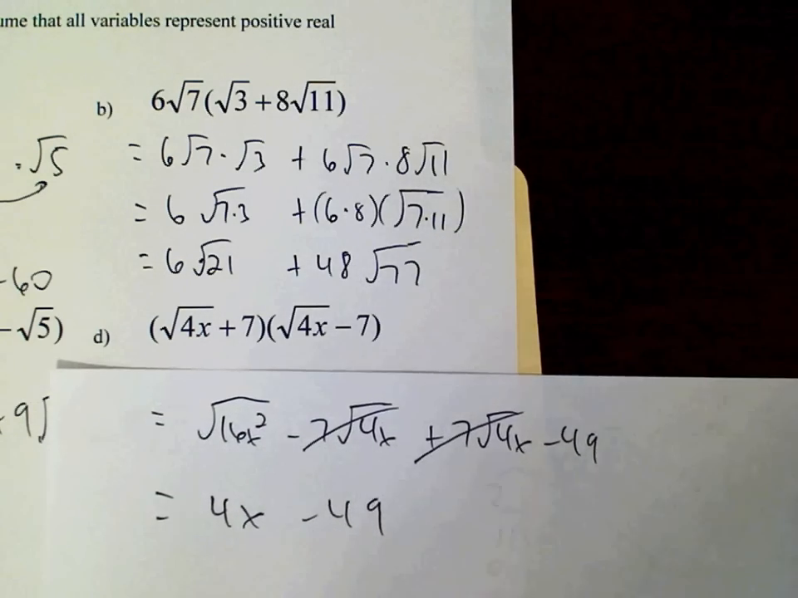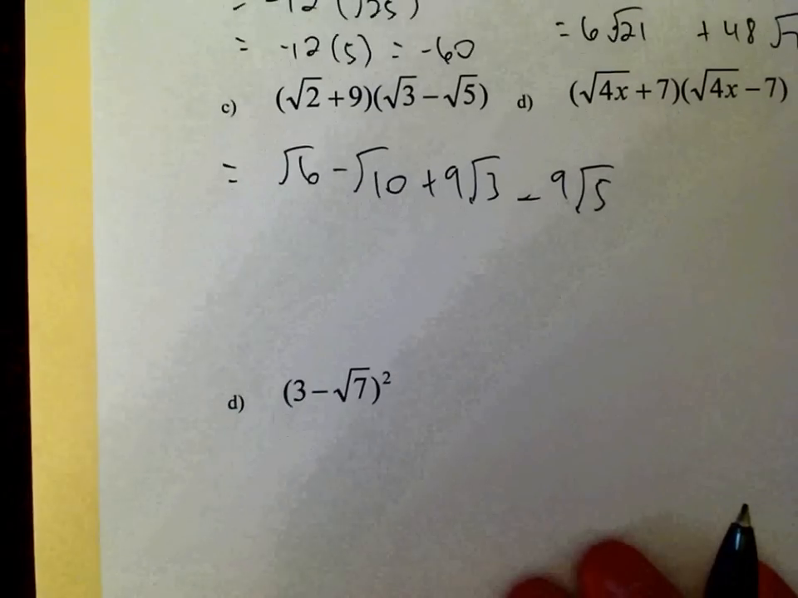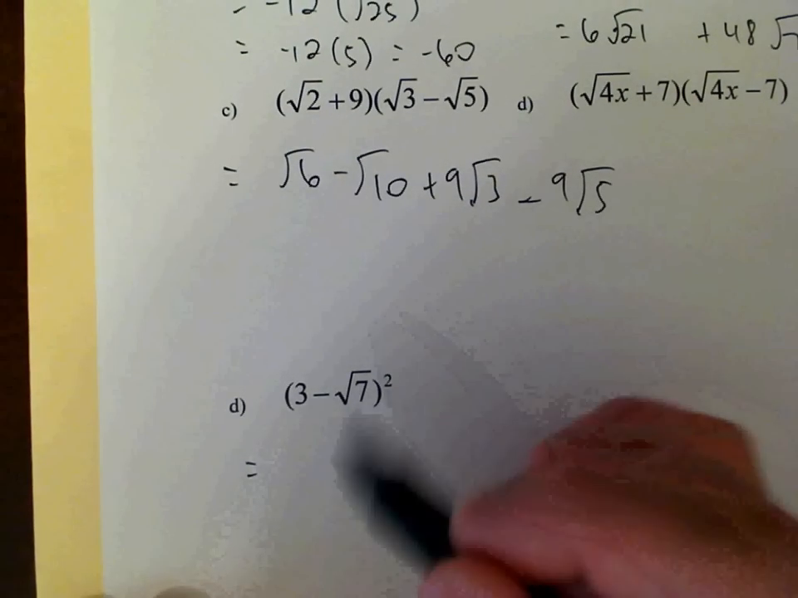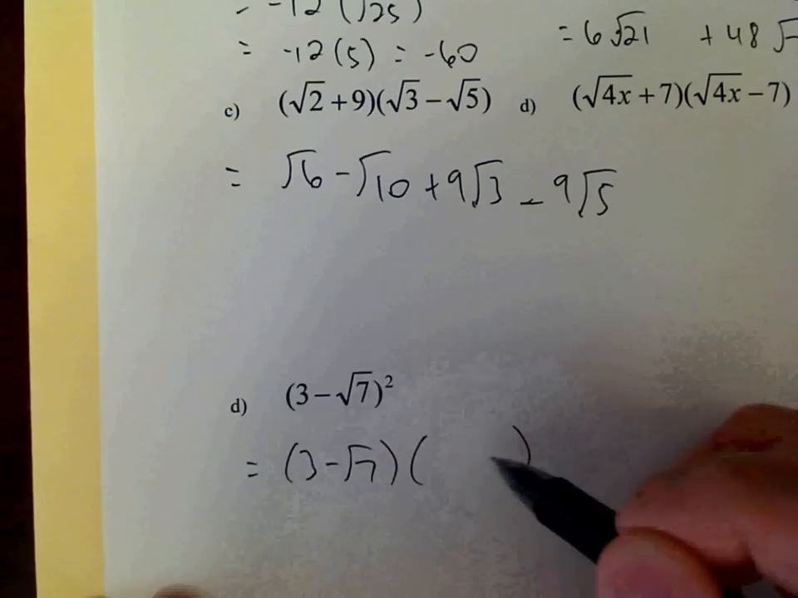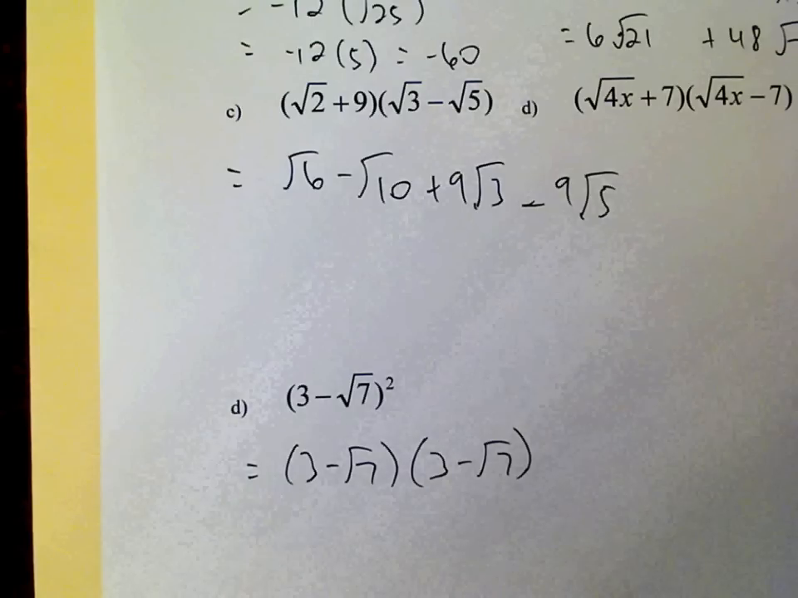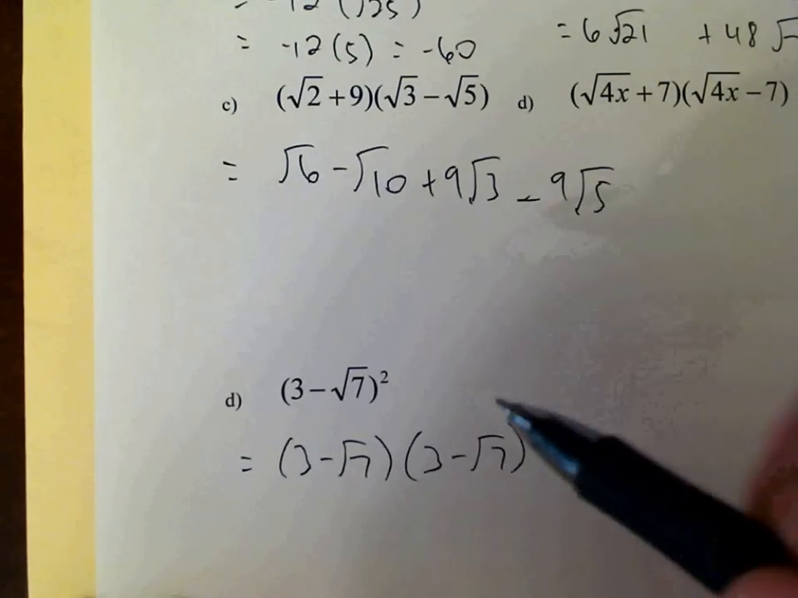Full method. Now let's do this last example. This one's missed by many people. I think there's a shortcut, and there is if you know what it is, but it's easier to just do it this way. To rewrite it as two different binomials. 3 minus square root of 7 times 3 minus square root of 7. That's what the exponent on the outside, the 2 on the outside parentheses means. There's two of those being multiplied.